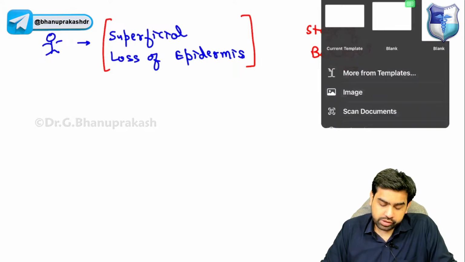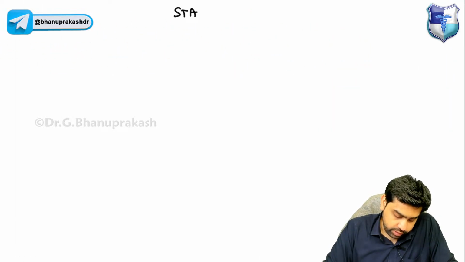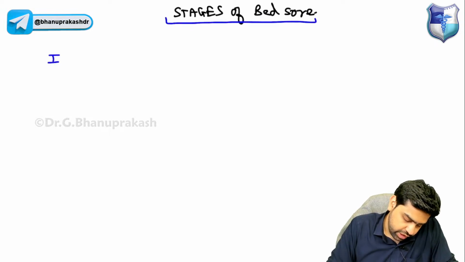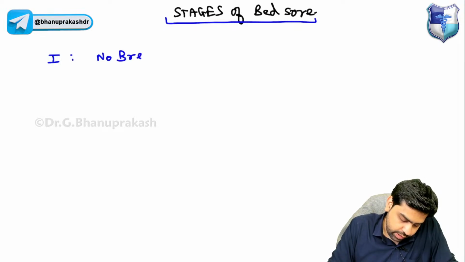Let's try to understand the stages of the bed sore. That's why I deliberately gave you this question. So what are the stages of the bed sore? What you need to understand is that there is stage 1. Stage 1 is where there is no breach in the epidermis.